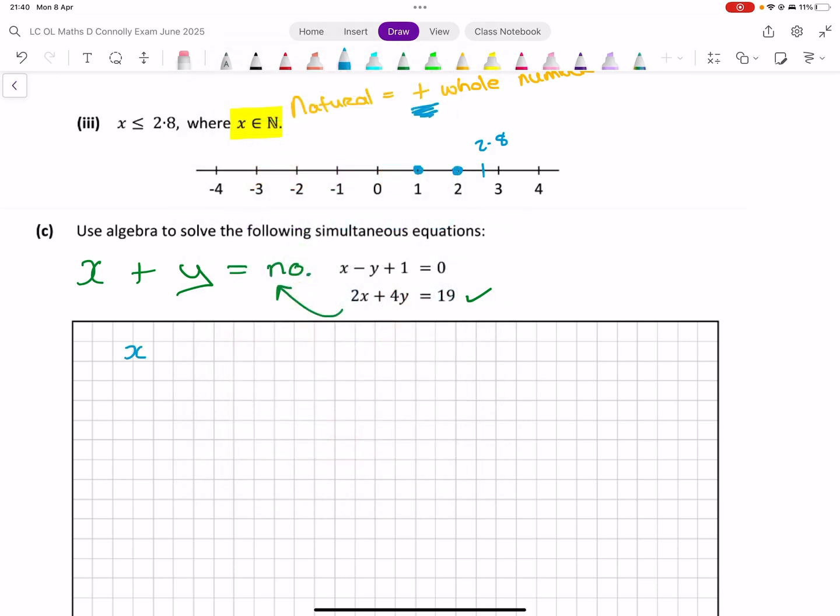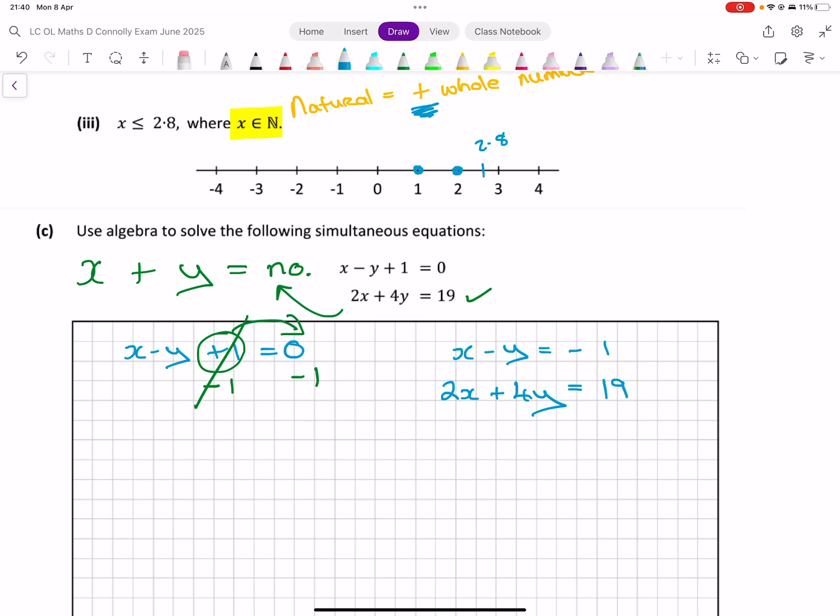So we have x minus y plus 1 equals 0. I would prefer if this was over here. So I'm going to move it by minusing 1 to cancel, but then I have to minus 1 over here. So we get x minus y equals minus 1 and 2x plus 4y equals 19.